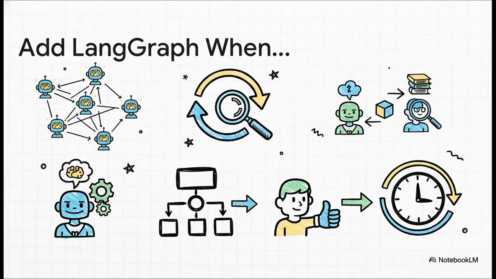But the second you hear yourself say something like, I need my AI to think about its answer and then improve it, or I need a main planner agent to give tasks to other specialized agents, ding, ding, ding, that's your signal. That's when you bring in LangGraph to orchestrate that complex dance. And human in the loop for approvals, that's another huge reason to go with LangGraph.